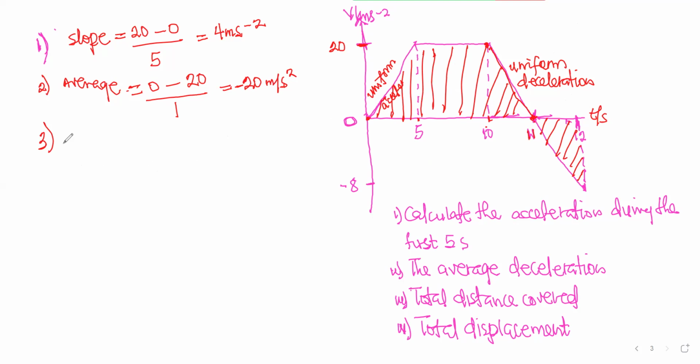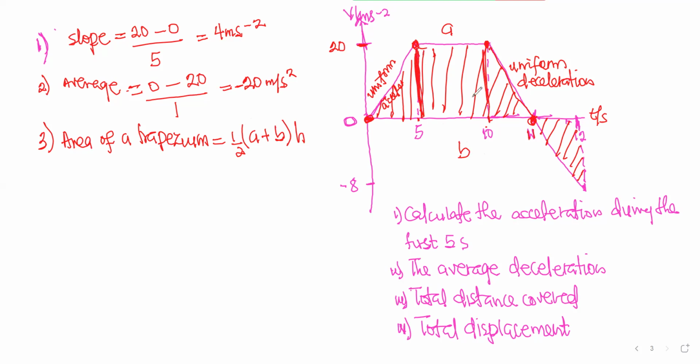Up the horizontal, we have a trapezium. So we know the area of a trapezium is equal to half times the sum of the opposite parallel sides times the height. This point and this point would give us A. From this point to this point would also give us B. H is that length which is perpendicular to both A and B. So this is H. Either you pick this one or this one.